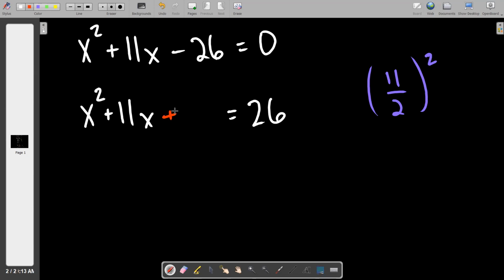100 and what? Over what? Over 4. Thank you, Corbin. So we have 121 over 4. Forget square the top, square the bottom. You square it, and then later you unsquare it. I get it. It's a little weird. Okay. So now we have to do that F word.